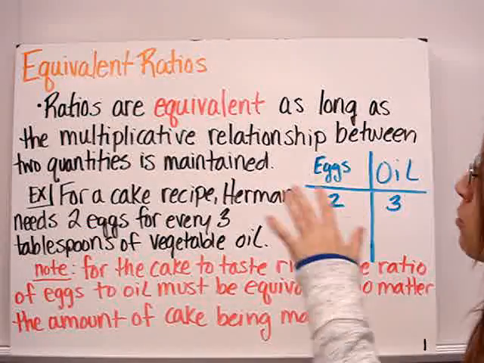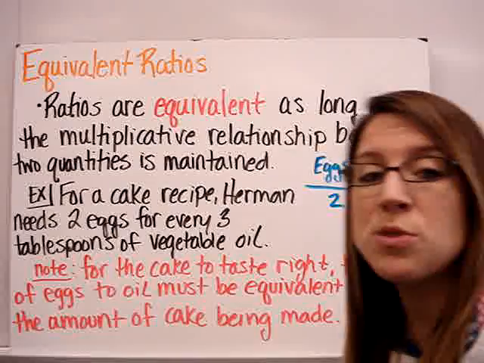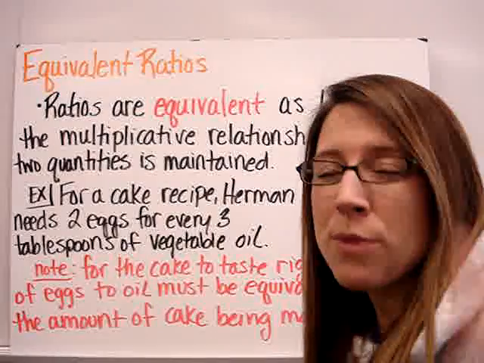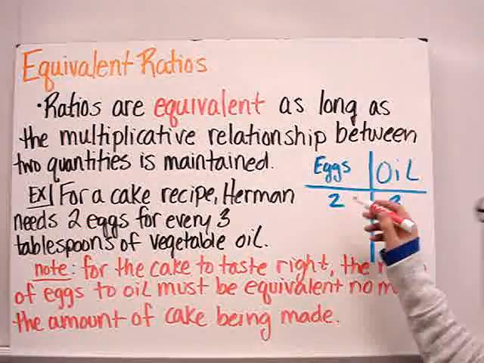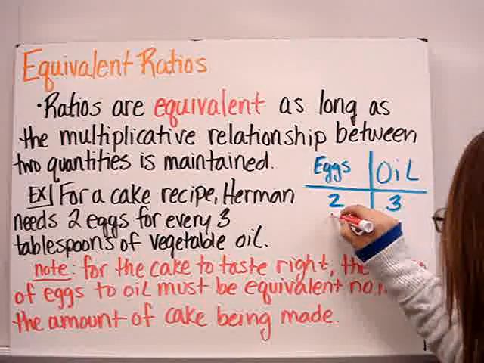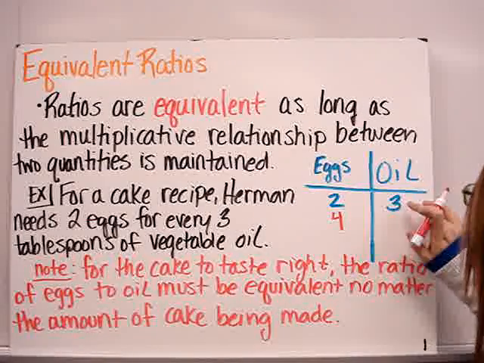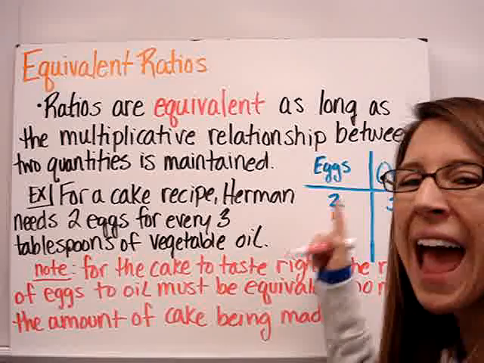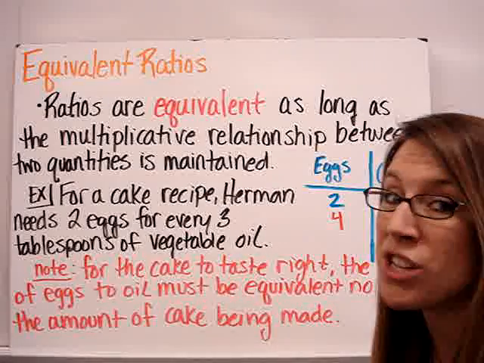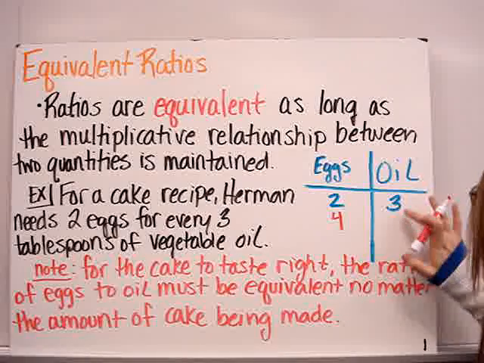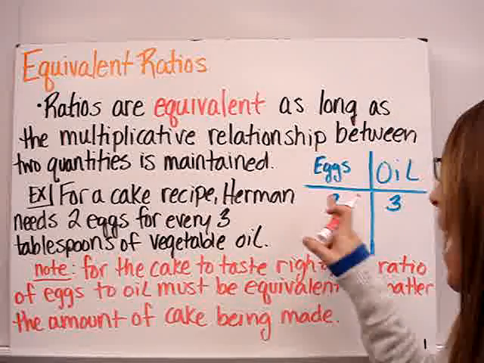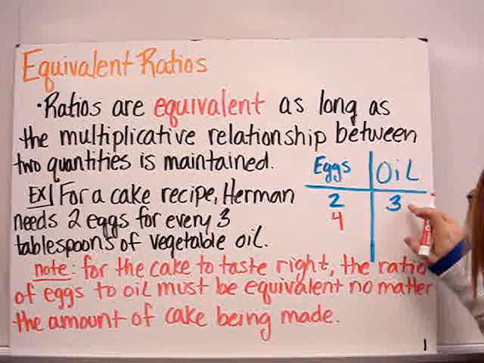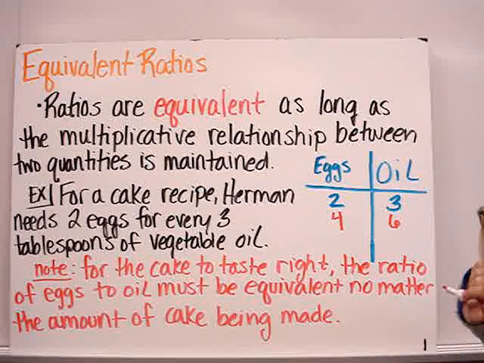So if the recipe calls for 2 eggs for every 3 tablespoons of vegetable oil, then what if we wanted to double the recipe? Well, if we wanted to double the recipe, I would think multiply by 2. So I would say, well, 2 eggs, if I wanted to double that, that would be 4. And therefore, I would also have to double the amount of oil. So this is not additive. This is not me adding 2 eggs. It's multiplying the recipe by 2. And so if I wanted to do that, I wouldn't just add 2 tablespoons of oil because I added 2 eggs. I would multiply the tablespoons of oil by 2. So 3 times 2 would be 6.